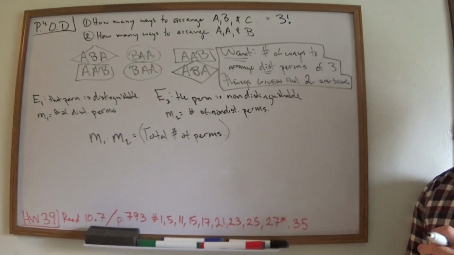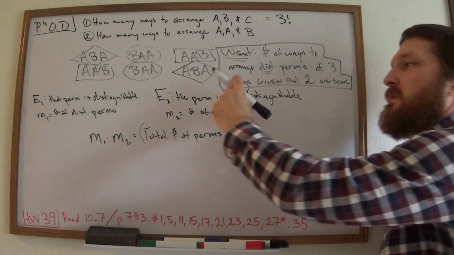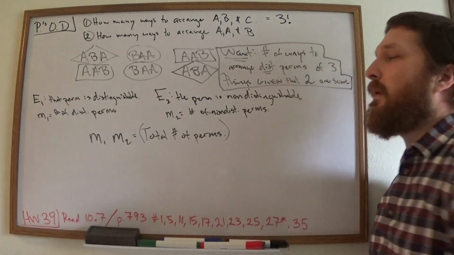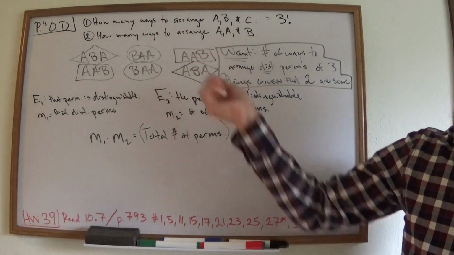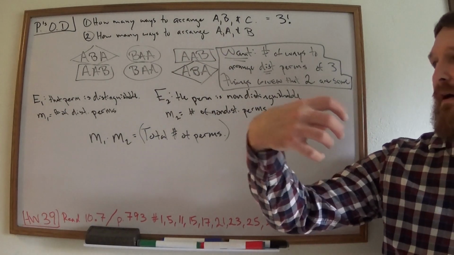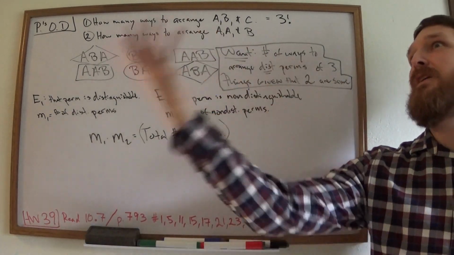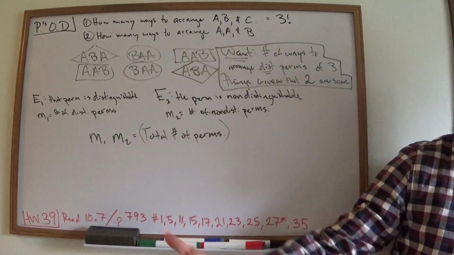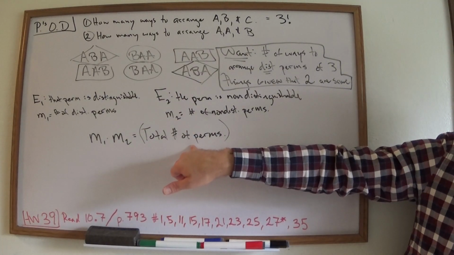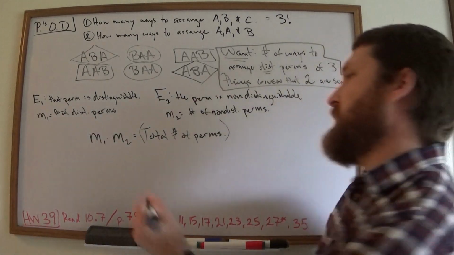Okay? So does that make sense? We really didn't need to write all this down, but does it make sense to say that if you want the total number of permutations, you multiply how many ways you could have distinguishable ones times how many ways you could have indistinguishable ones, and you get the total number? Does that make sense? Okay, so let's think about this.